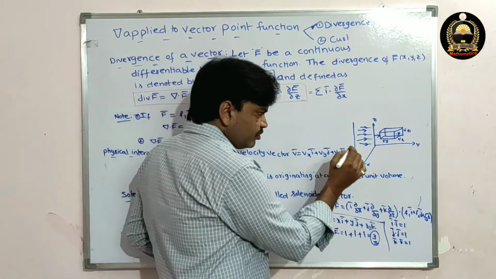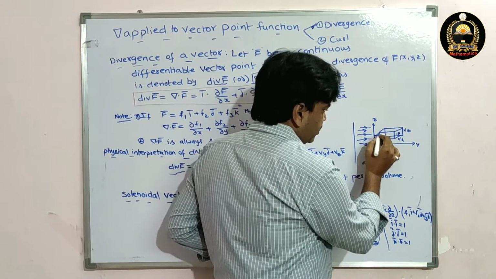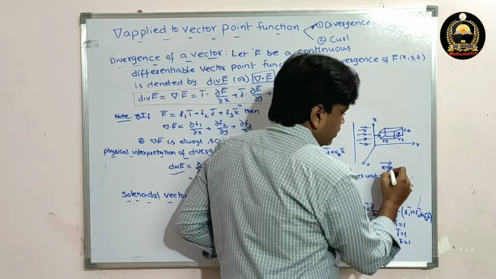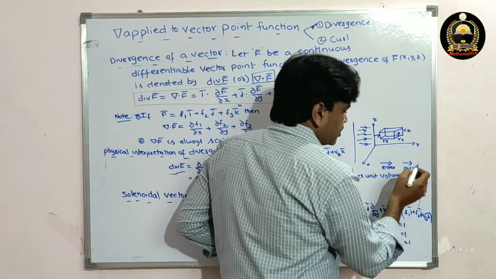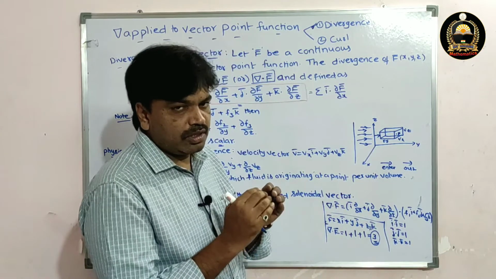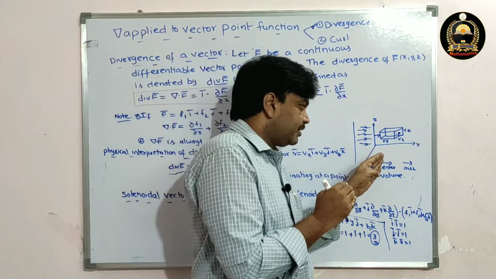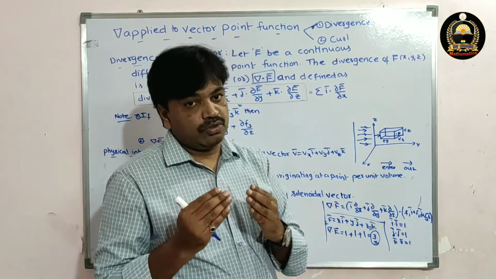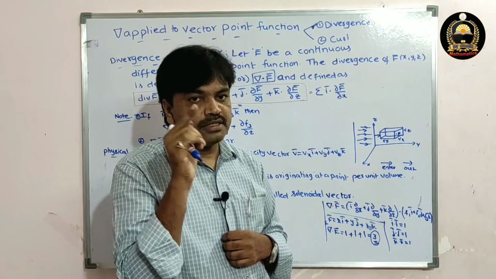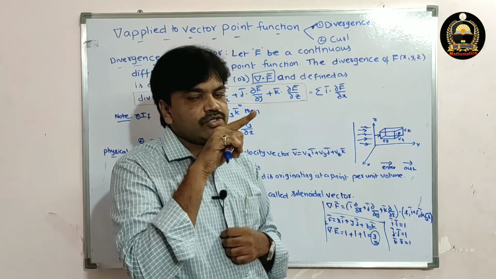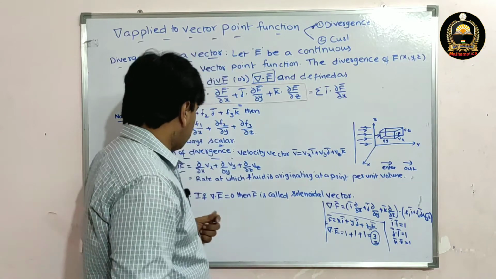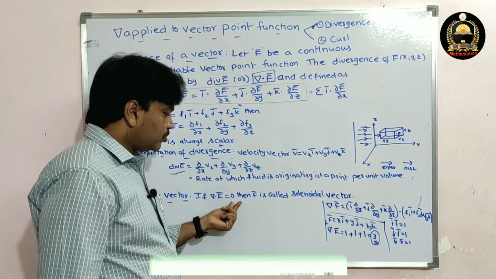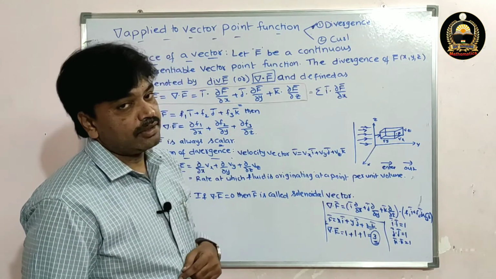For example, here water enters a certain quantity and the same amount goes out. The amount of fluid which enters and the same amount which goes out means the divergence is 0. So, solenoidal vector. What is the definition of a solenoidal vector? If del dot f bar is equal to 0, then f bar is called a solenoidal vector.